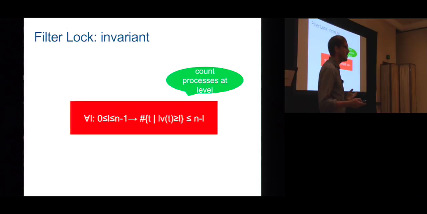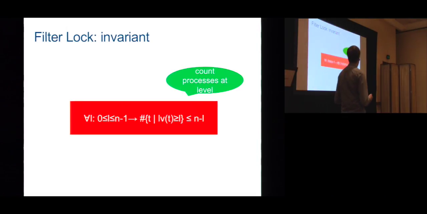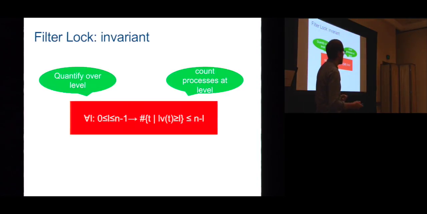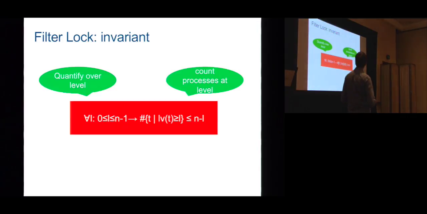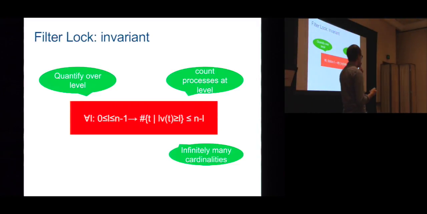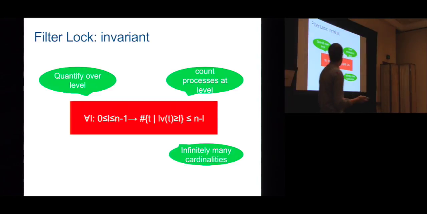Again, this invariant contains a cardinality: the set of all threads that are at level L or at a higher level. And what that basically means is that you track one cardinality for each level.